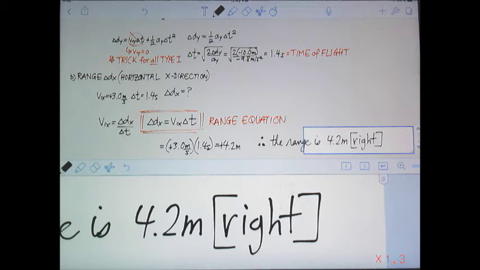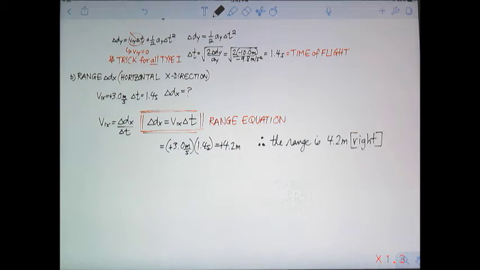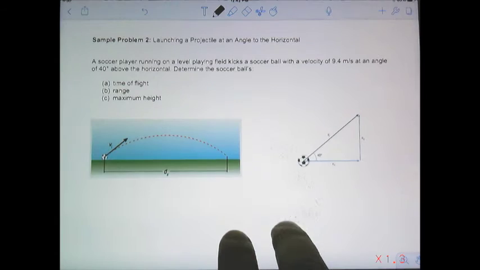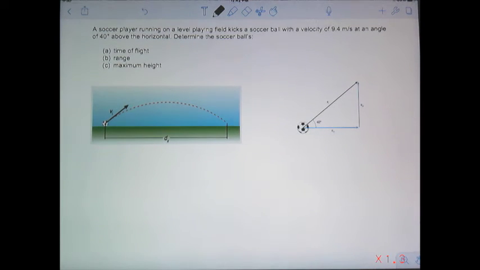There's a type 1. Sample problem number 2. We have a soccer player running on a level field, kicks a soccer ball with a velocity of 9.4 meters per second at an angle of 40 degrees above the horizontal. Determine the soccer ball's time of flight, range, and maximum height.